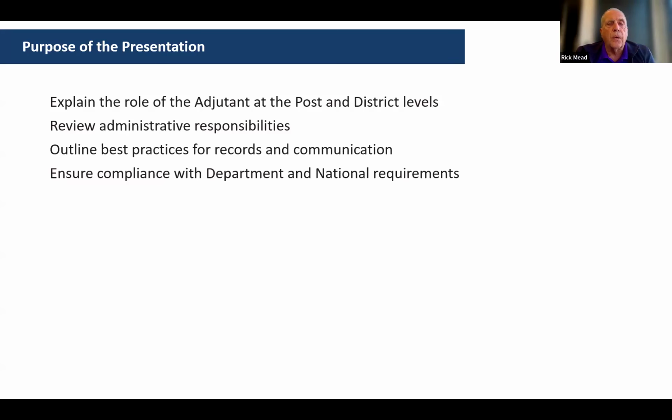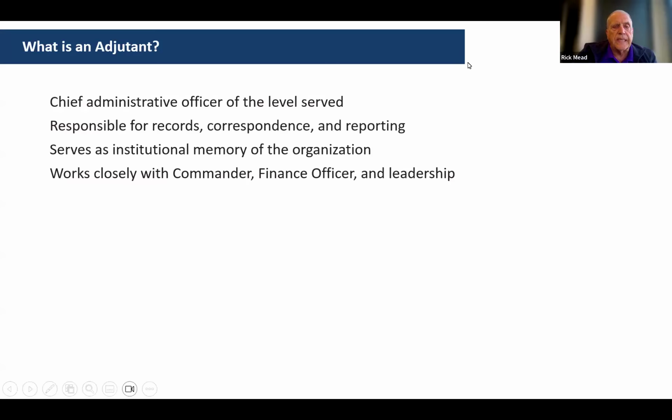Because as we talk through this, one of the things we'll be talking about is the structure of the American Legion and the way communication flows within the American Legion. And the adjutant is, if you will, the primary conduit for information flowing from national to the department to the district to the posts and vice versa. So, what is an adjutant?